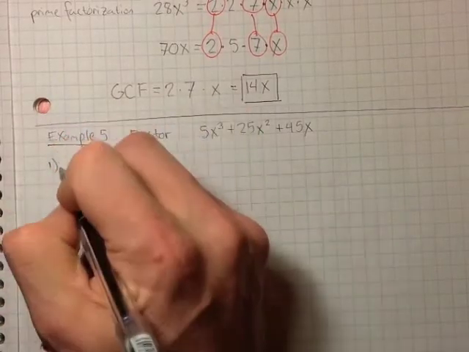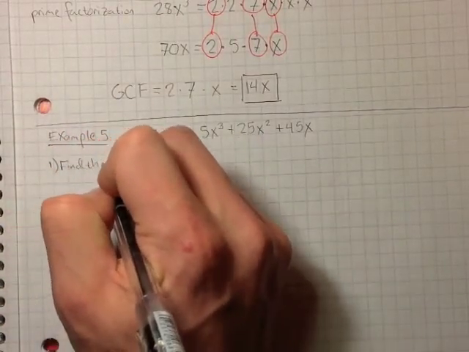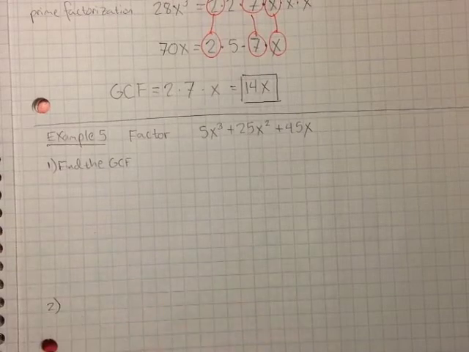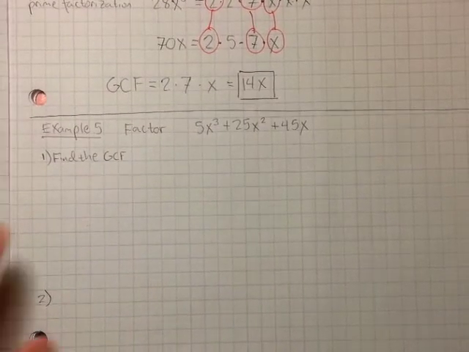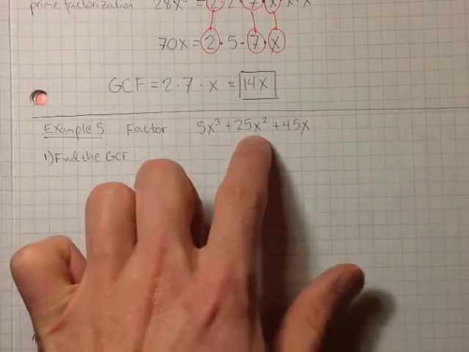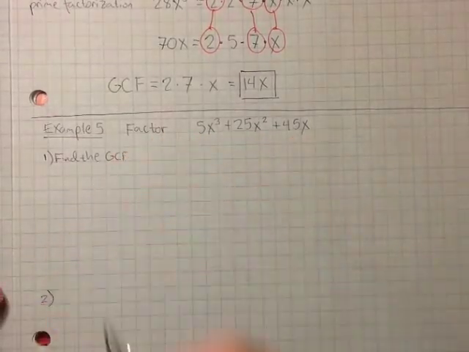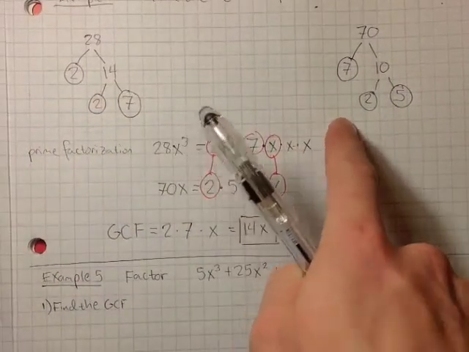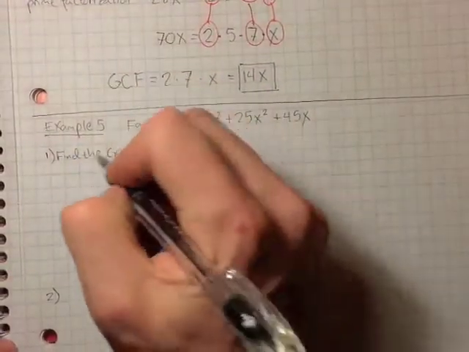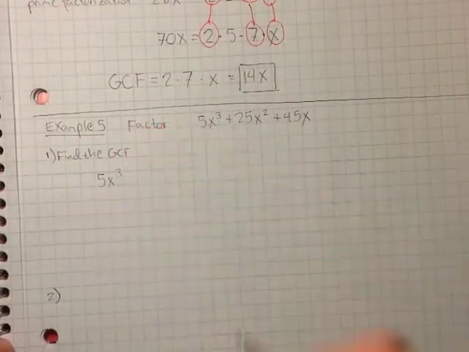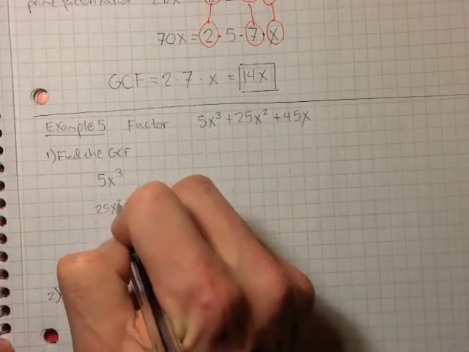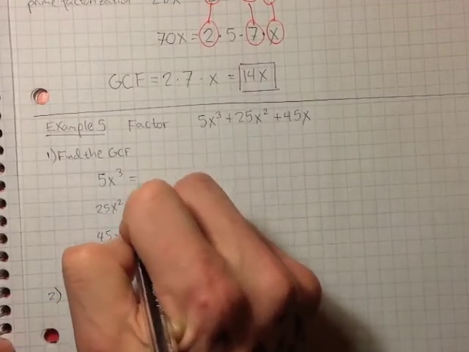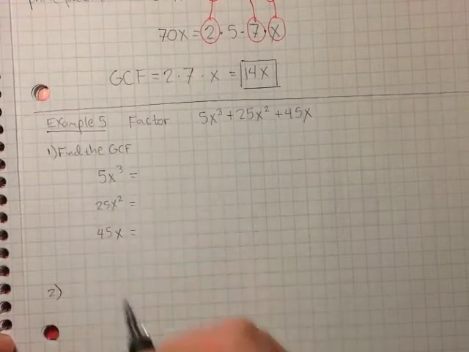step 1, find the GCF is the first step, and then the second step, we'll talk about that when we get there, okay? So first of all, let's find the GCF of these three terms, okay? And at this point in time, I hope that you don't have to write a factor tree for everything. If you want to, that's all right, but let's try to write it out like this. 5x cubed, and then 25x squared is the next term, and then 45x is the third term. Now, we're going to try to find what the prime factorizations of these three terms are.